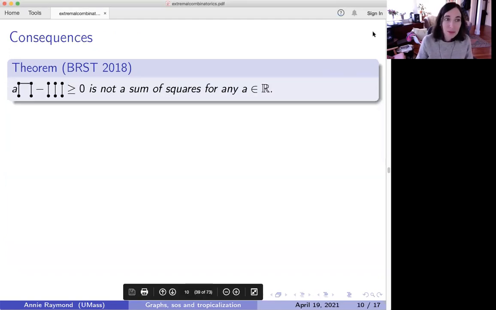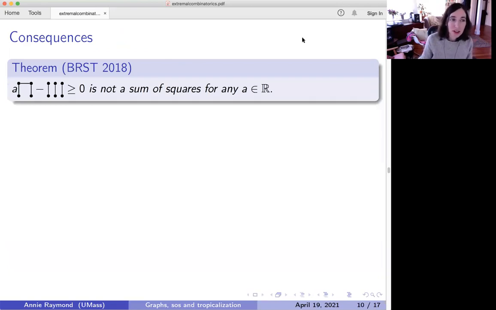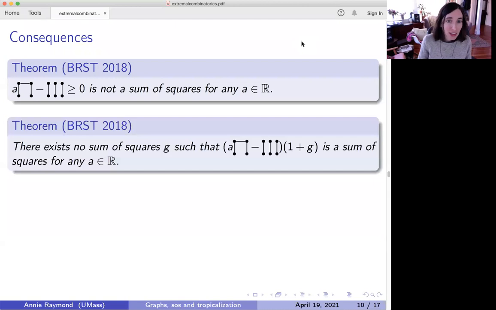So using this theorem, we can show that the homomorphism density of path of length 3 minus 3 disjoint edges cannot be a sum of squares, even if you add more paths of length 3. So even if you make it more non-negative, it still won't become a sum of squares. If I multiply by a sum of squares 1 plus g, right? So this was a question of Lovász, which was starting to go in the direction of rational sums of squares, then this will not work either because the lowest degree part will still be the same. So by the stronger version of the theorem, that still won't work.